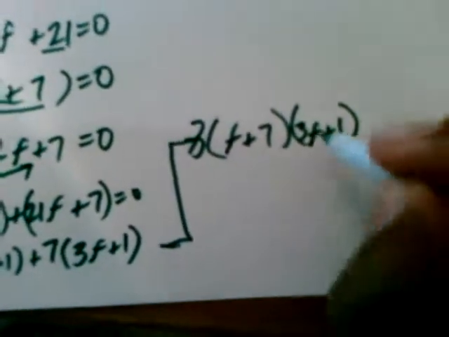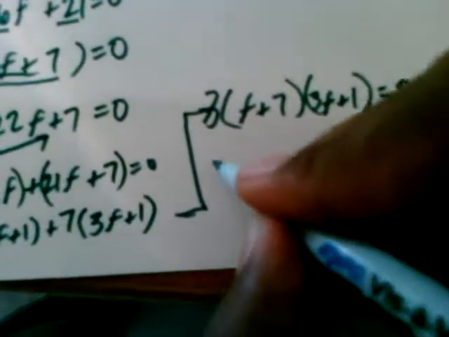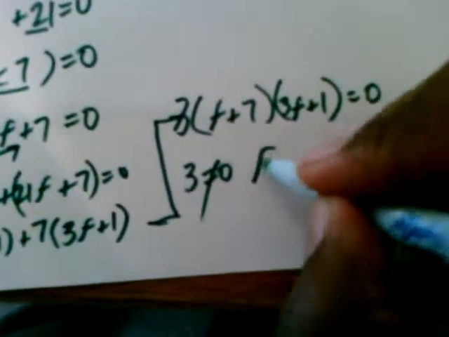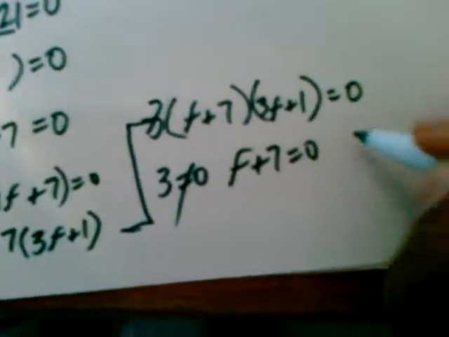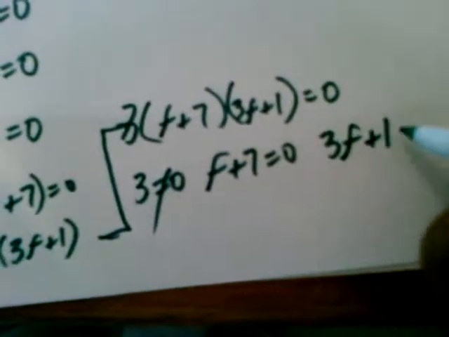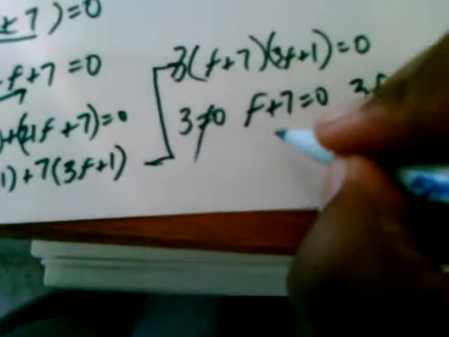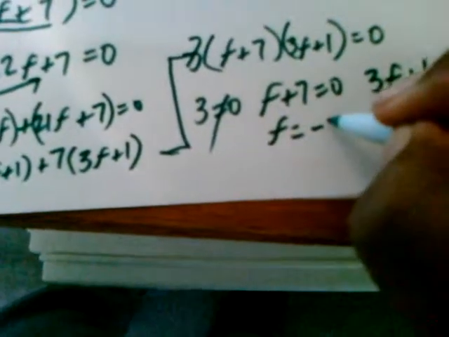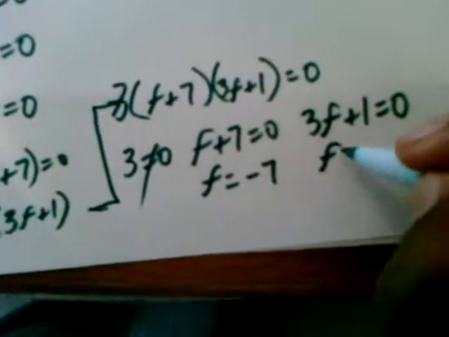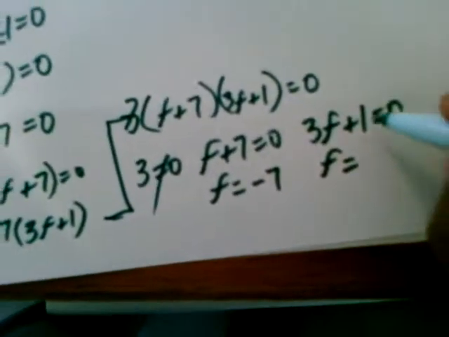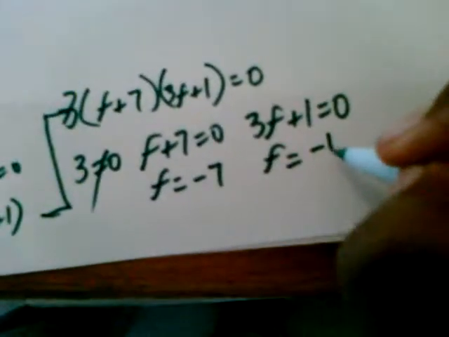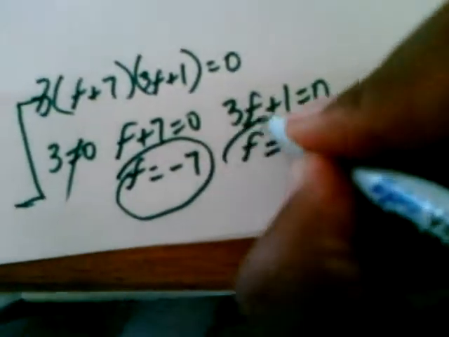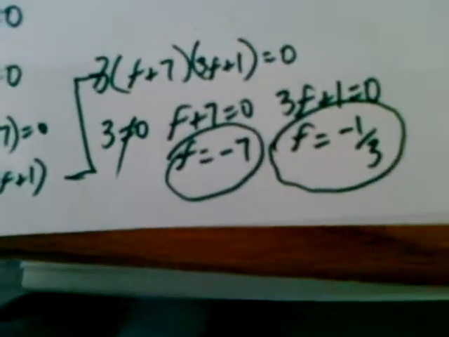And so I have 3 things that are going to equal 0. 3 equals 0, which is extraneous. F plus 7 equals 0. And 3f plus 1 equals 0. Then I would solve for each one. In this instance, f equals a negative 7. And in this instance, f equals, subtract 1 from both sides and divide by 3, a negative 1/3. And then those are your solutions, or your roots.